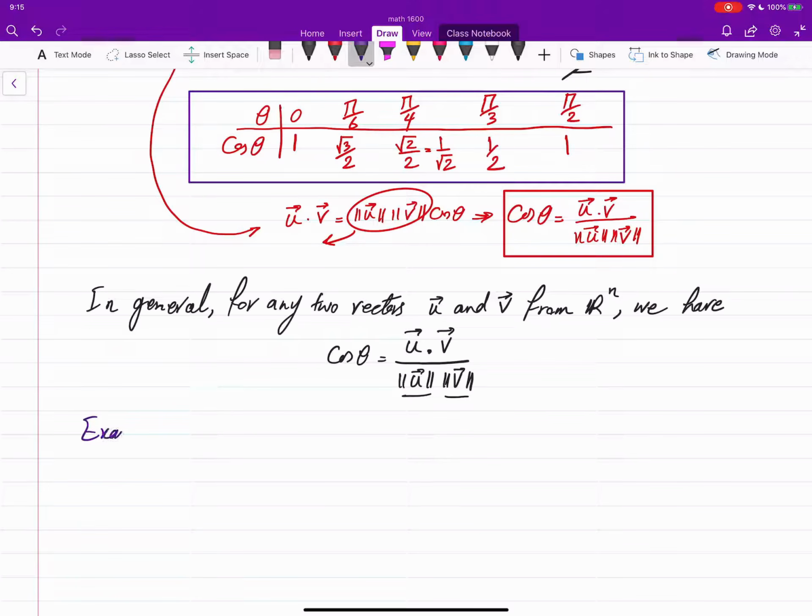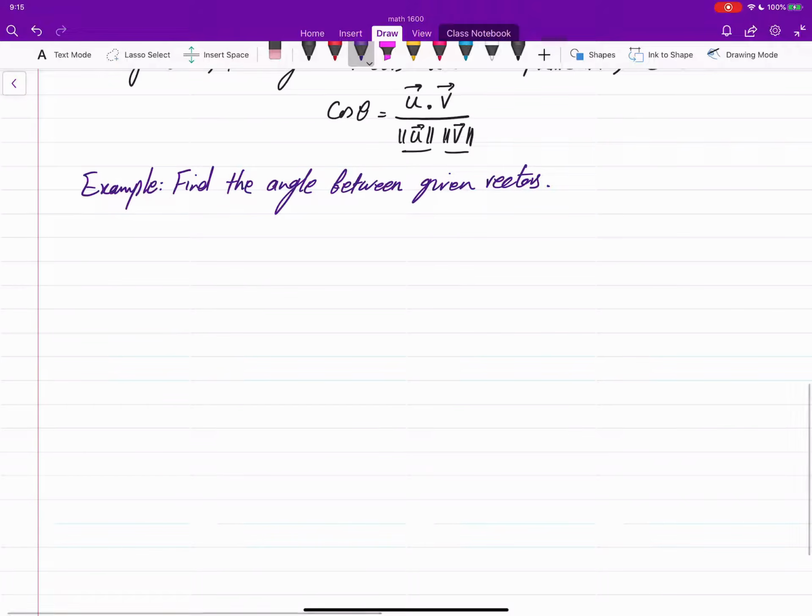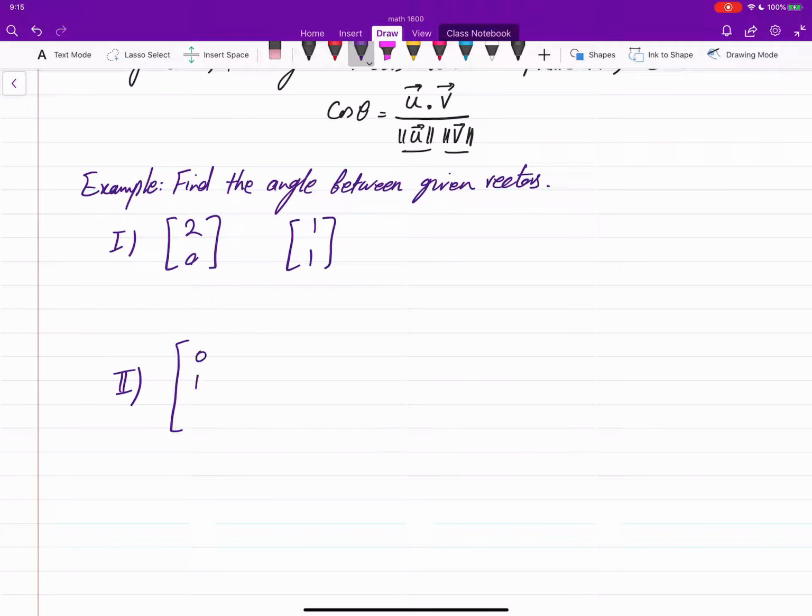Let's do an example. Find the angle between given vectors. Okay, what are these vectors here? I have here (2, 0) and (1, 1). Another pair is (0, 1, 1) and (3, 0, 3).